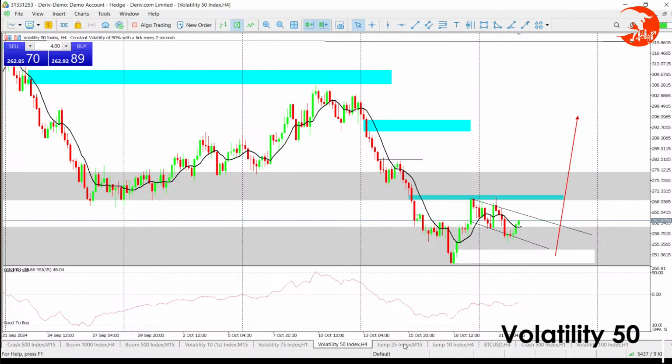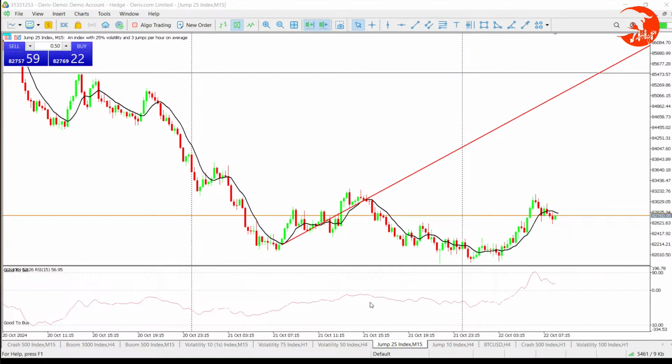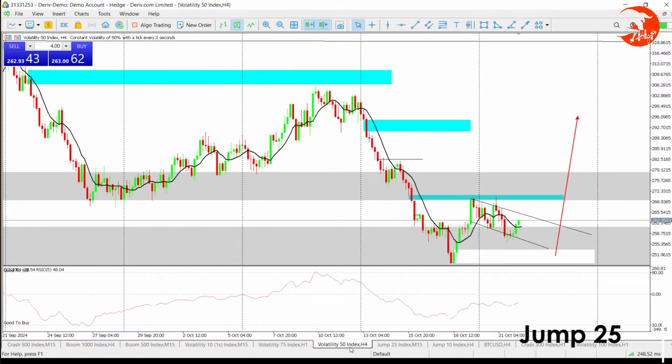to jump 25. We head over to jump 25. So jump 25. Let me see, do I have a comment? I have a question. Which direction is V50? Which direction is V50? Okay.